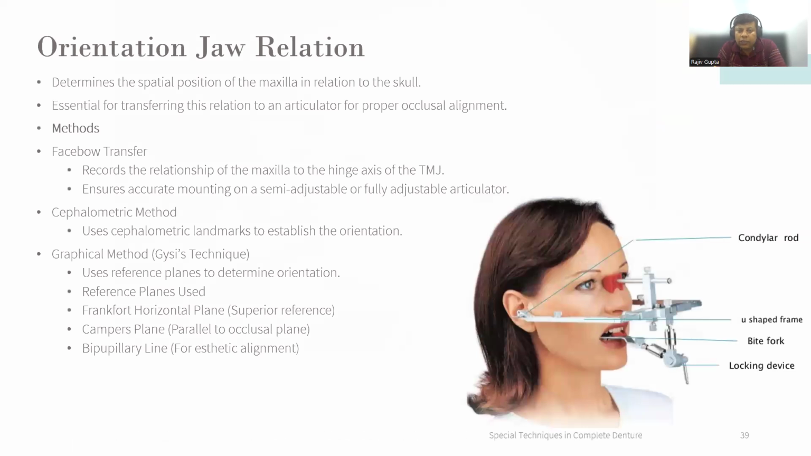First is the orientation jaw relation. It determines the spatial position of the maxilla in relation to the skull and is essential for transferring this relation to the articulator with proper occlusal alignment. We can use a face bow transfer if we are using a semi-adjustable articulator. If not, we can use the conventional method, in which we use various reference points to orient our maxillary rim to the temporomandibular joint. We can use the Frankfort horizontal plane, Camper's plane, the bipupillary line, and the Fox plane to align the plane of the maxillary occlusal rim, if we are using a three-pin articulator.